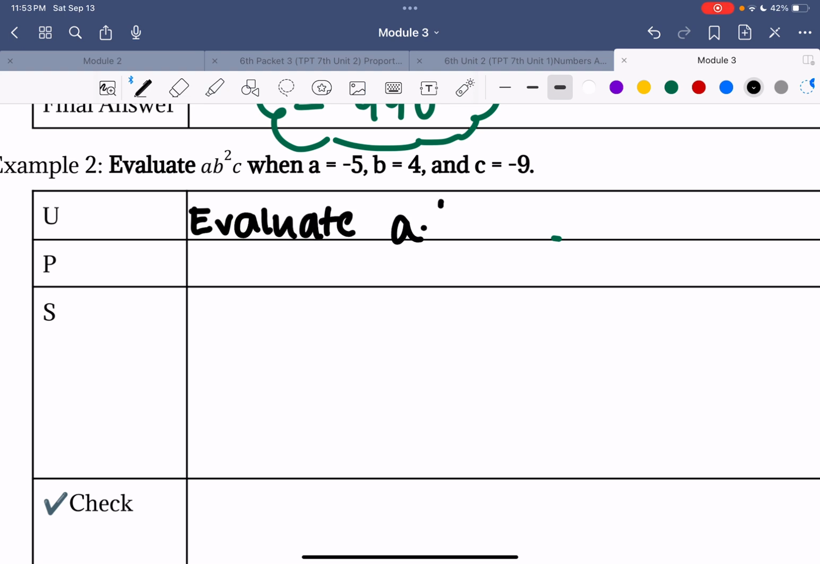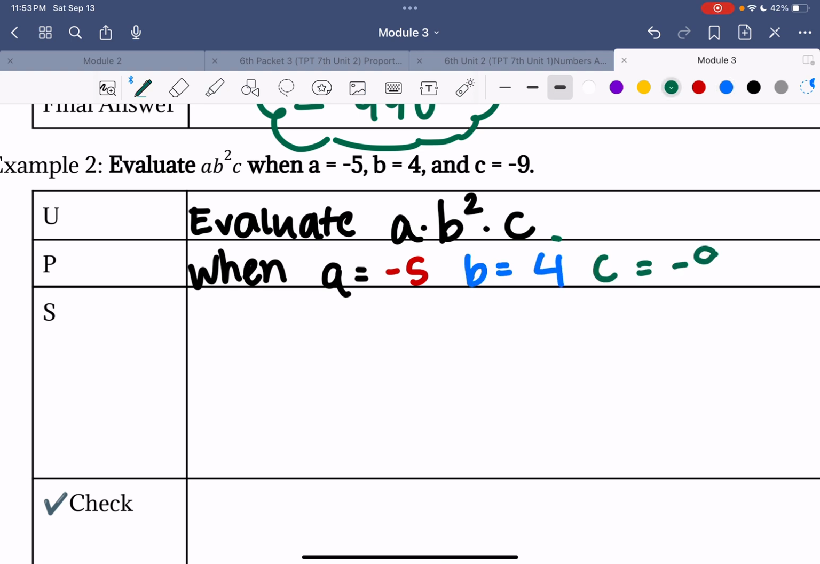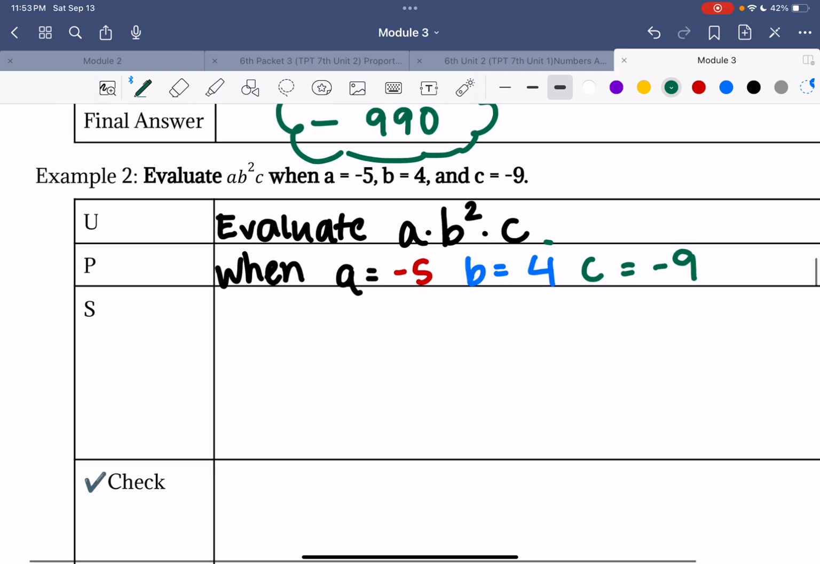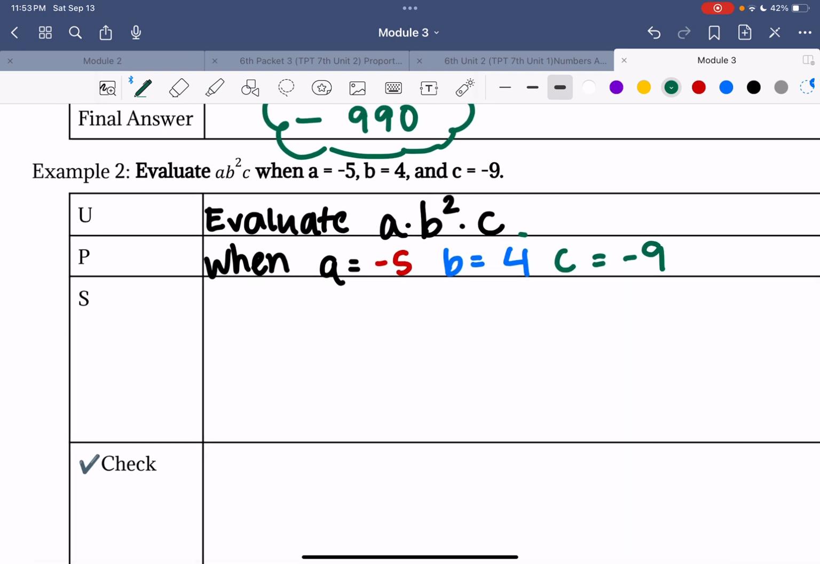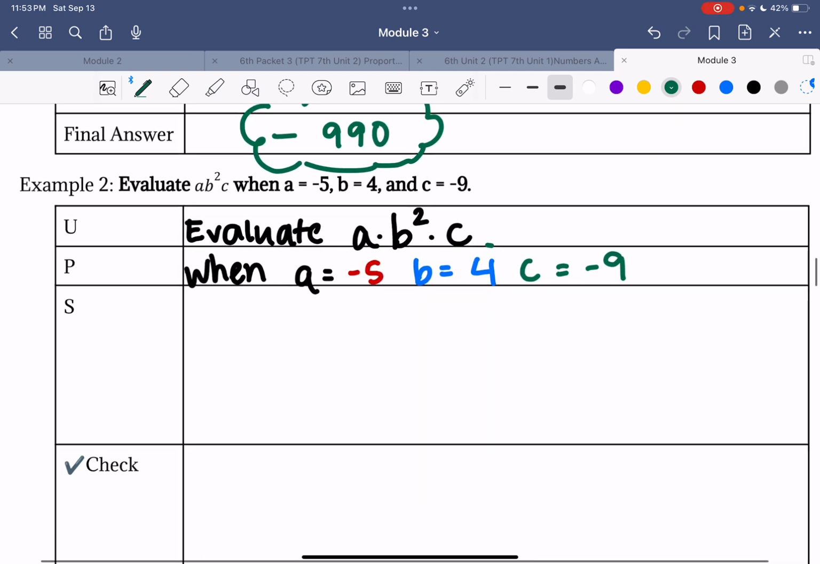A times B squared times C, and they give you all the values. So when A equals -5, B equals 4, and C equals -9. And my plan is to straight up plug in. Okay, I'm going to plug in.